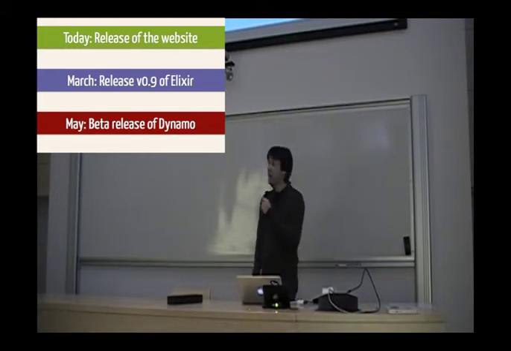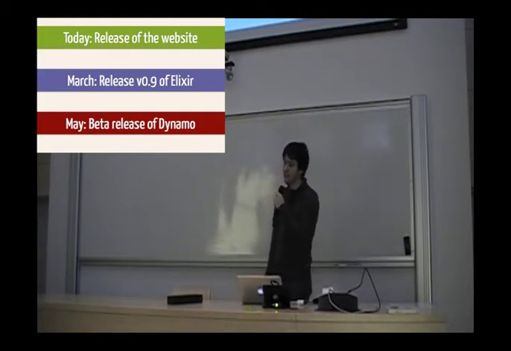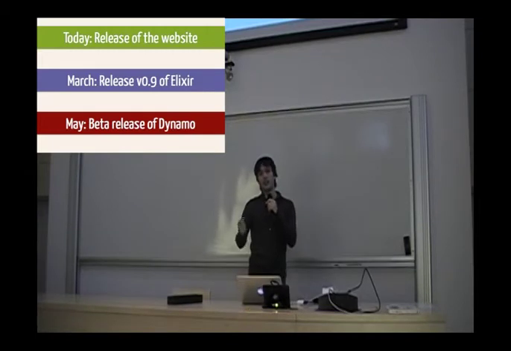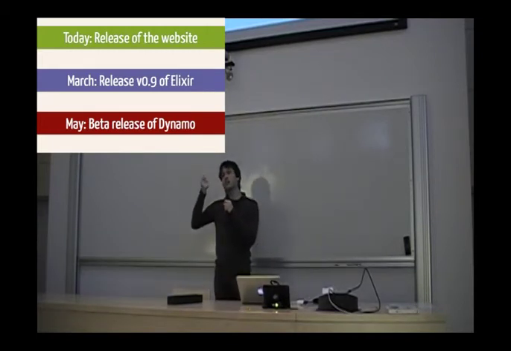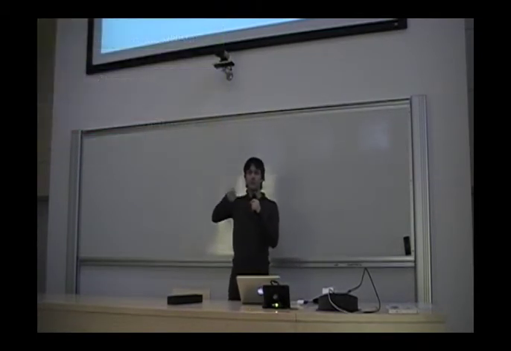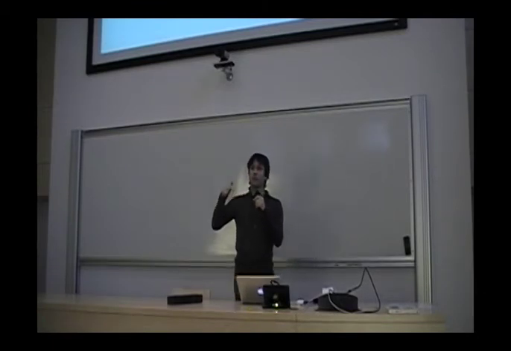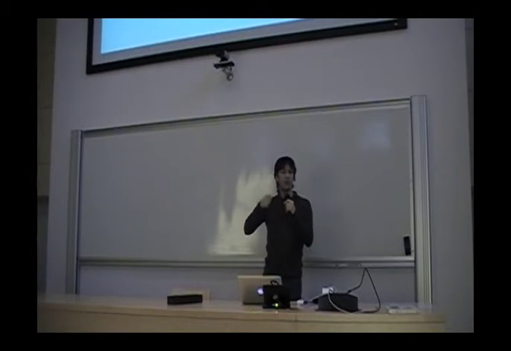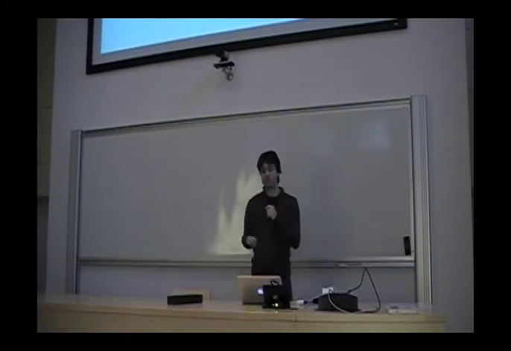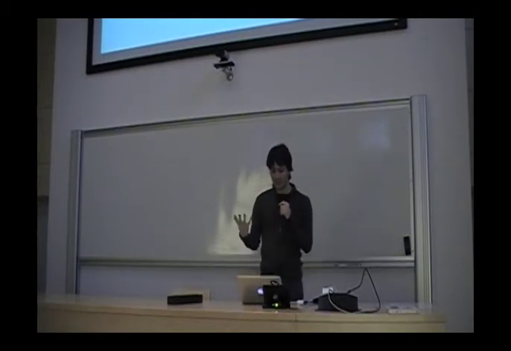In March, I want to release the 0.9 version of Elixir, and the reason I'm jumping to 0.9 is because I want to show that this is a commitment, right? I think that the point we are at now is a very solid point, and we are ready to be 1.0 in 6 months, right? Or something like that.